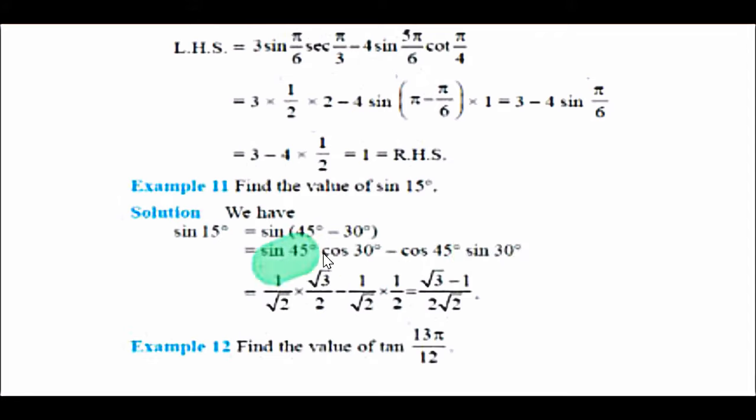So this sin 45 you know is 1 by root 2. Cos 45 is again 1 by root 2. Cos 30 is root 3 by 2 and sin 30 is half. So this is what you get as the answer, root 3 minus 1 by 2 root 2.